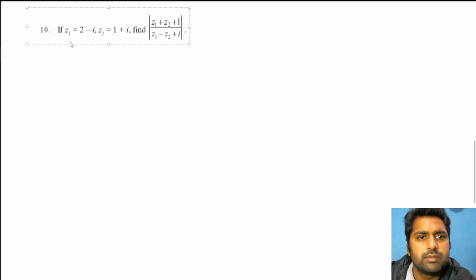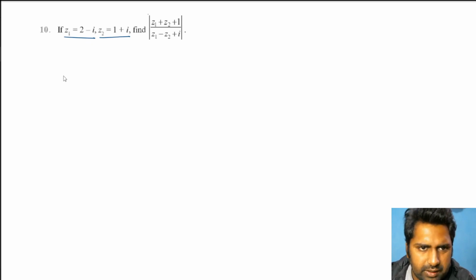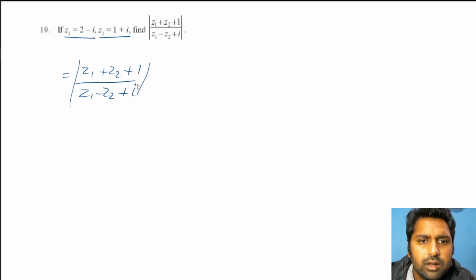Let's look at this question. He's saying z1 is 2 minus iota, z2 is 1 plus iota. You have to find modulus of something like this. That expression is z1 plus z2 plus 1 upon z1 minus z2 plus iota, and you have to calculate modulus of this. It does look slightly complicated, but let's put down the values of z1, z2.